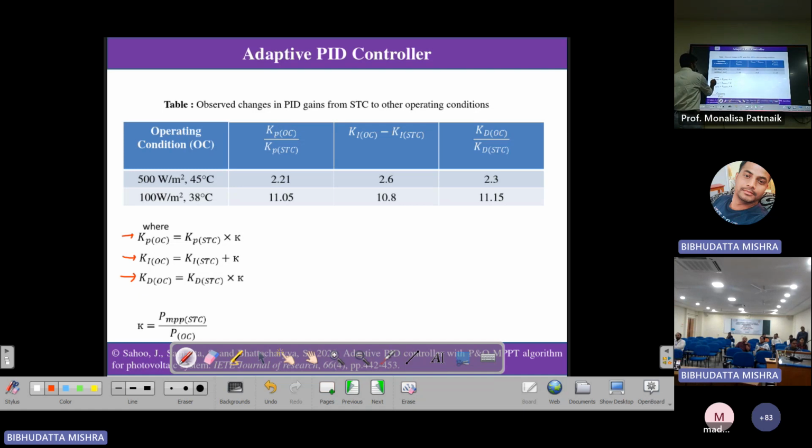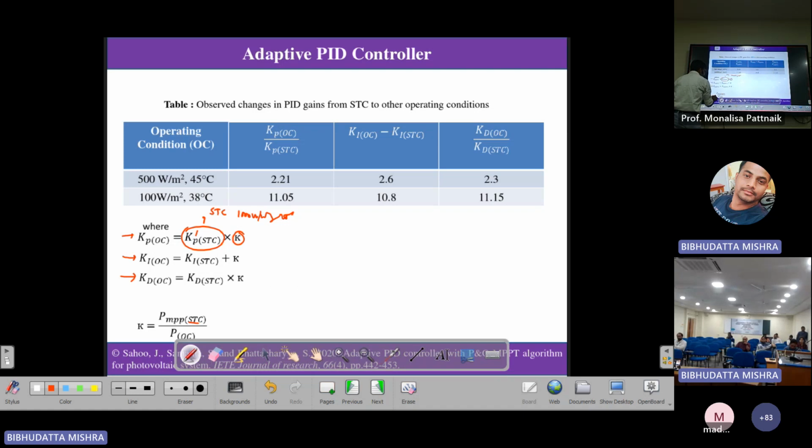And you know the STC condition. What is the STC condition? STC condition is 1000 watt per meter square at 25 degrees centigrade. Okay. So at that condition, you can find out V equivalent, R equivalent, and the corresponding kp ki kd, which is referred to as kp STC. And for any other operating condition other than STC, how will it change? You should multiply with a K. What is this K? K is basically the STC condition MPP power divided by the operating condition power.